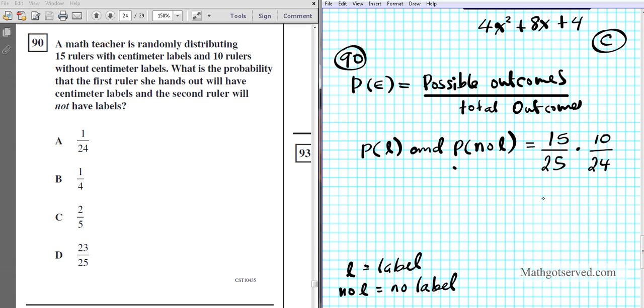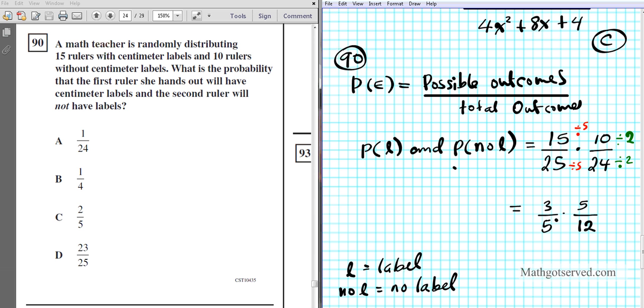Okay. All right, so let's go ahead and simplify that. We can reduce both fractions. This one on the left I can divide by 5, since they both end with 5, that means they're divisible by 5, okay? So 15 divided by 5 is 3, 25 divided by 5 is 5. And then this one right here I can divide by 2 since they're both even. 10 divided by 2 is 5, and 24 divided by 2 is 12.